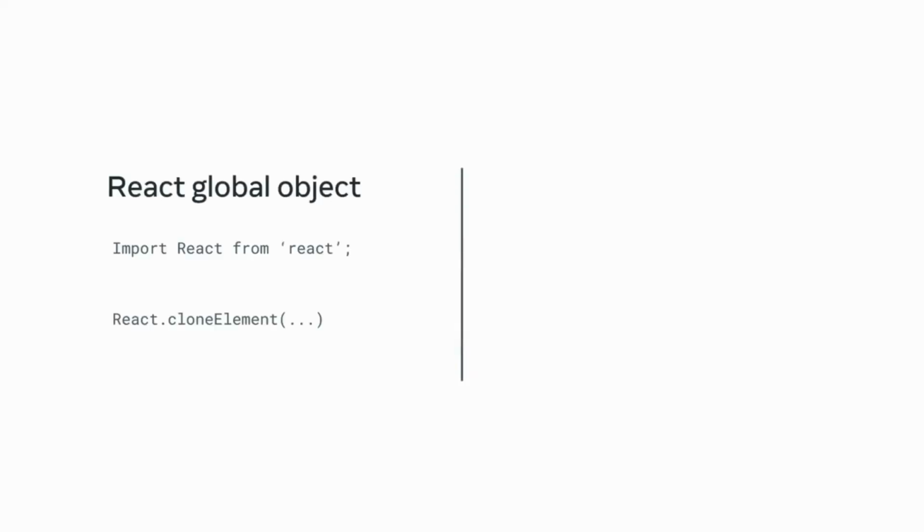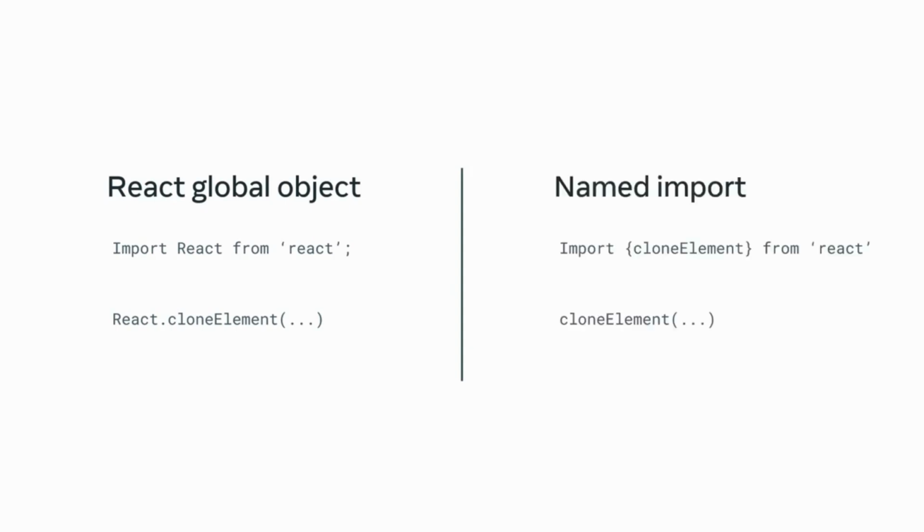Top-level API refers to the way you would import those functions from the React package. You can either import React as a global object in the top of your file and access them as methods on that object, or alternatively as a named import. Recall that elements are just plain JavaScript objects that React uses internally to describe what you want to appear on the screen.